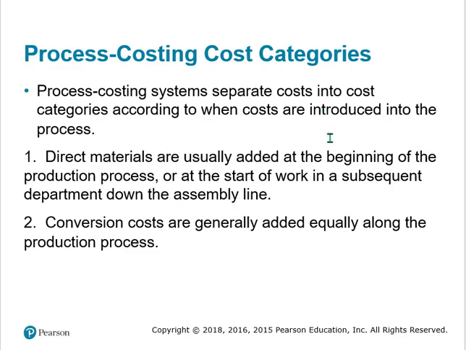Process costing systems separate costs into categories according to when the costs are introduced into the process. So you've got to be careful with this though. Direct materials are usually added at the beginning of the production process, so watch for that. Or at the start of work in a subsequent department down the assembly line. But they're usually in the beginning. So we can say that direct materials are 100% complete because they've all been dumped in. Whereas conversion, we assume that it happens equally along the whole production process.